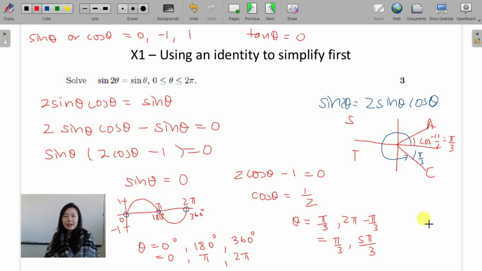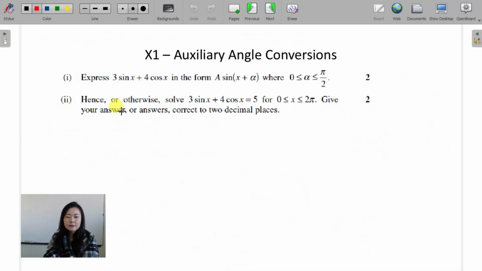All right, so to summarize, first, use an identity to simplify the expression so that you can have the same angles in your trig ratios. And second step, move everything to one side and factorize, never divide. And then you can solve individually. All right, so let's look at another one.